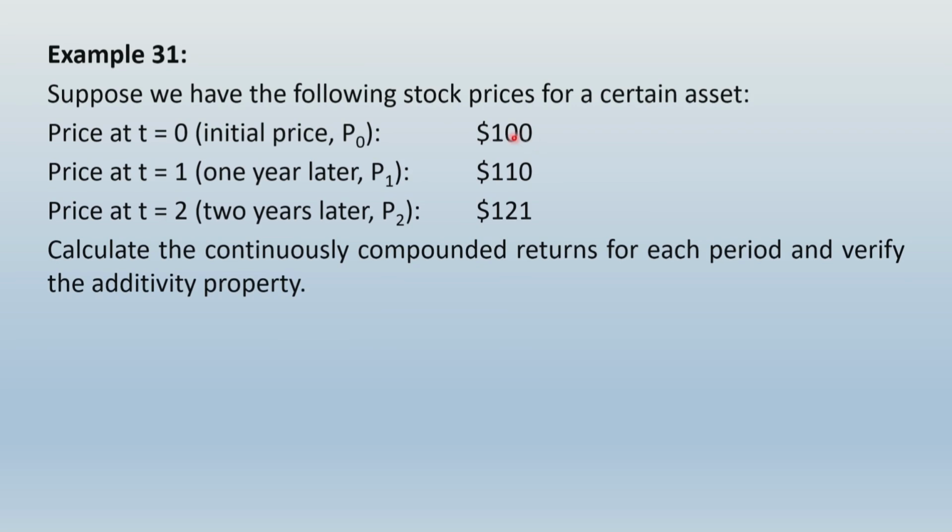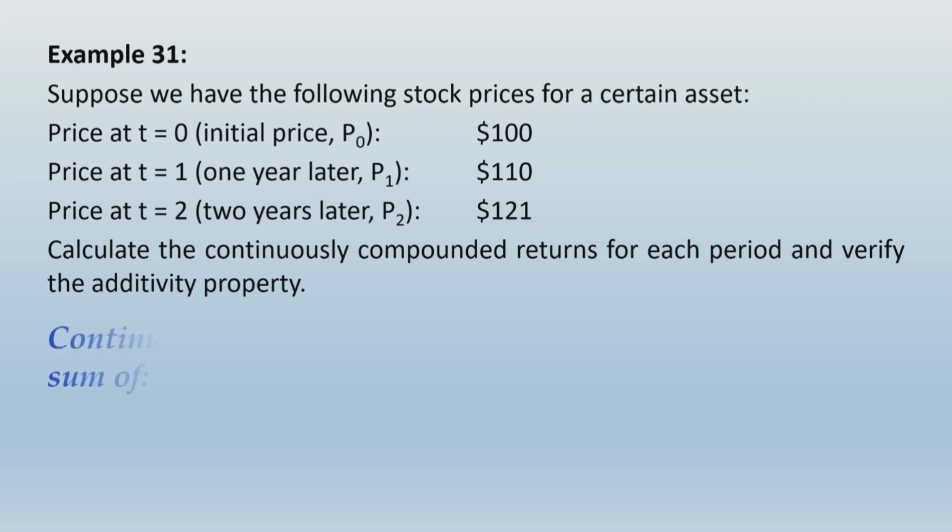You consider that from 0 to 1, that is the first year return, $100 becoming $110, you find the continuously compounded rate of return. Then from year 1 to year 2, $110 becoming $121, you find the continuously compounded rate for the period from year 1 to year 2. When you add up those two, you can verify that it will match with the rate which you can get for the entire period of 2 years, that is from 0 to 2. So let us write up that solution.